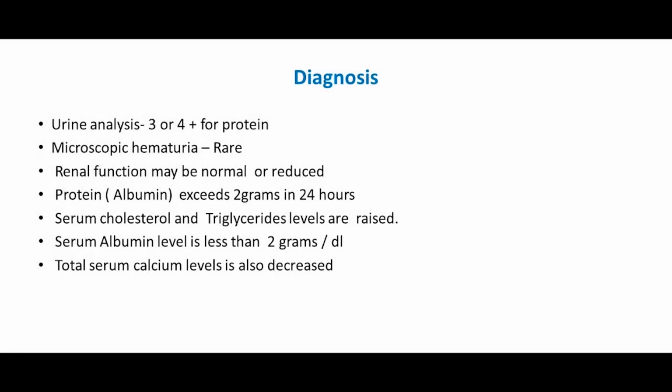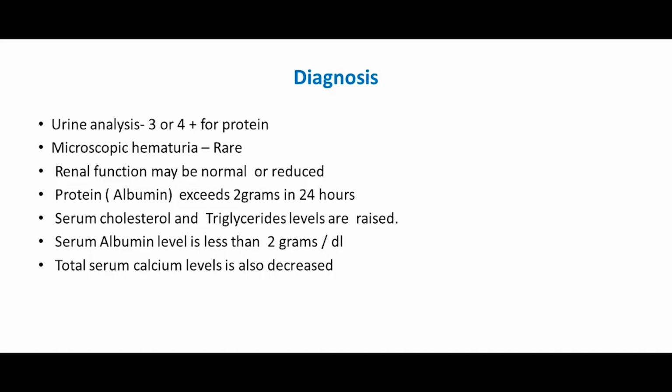How to diagnose nephrotic syndrome? Urine analysis for albumin, especially protein and albumin, 3 plus or 4 plus, is quite diagnostic. Microscopic hematuria is rare, it is not seen. A renal function test may be normal because it is a minimal change nephrotic syndrome, or sometimes it may be reduced. Now what is important is protein. You have to collect a 24-hour urine specimen and send it for investigation. If the 24-hour urine specimen shows that the total amount of albumin lost through the urine is more than 2 to 3 grams, then it is indicative of a clear-cut manifestation of nephrotic syndrome. Total serum calcium levels are also decreased in due course of time.